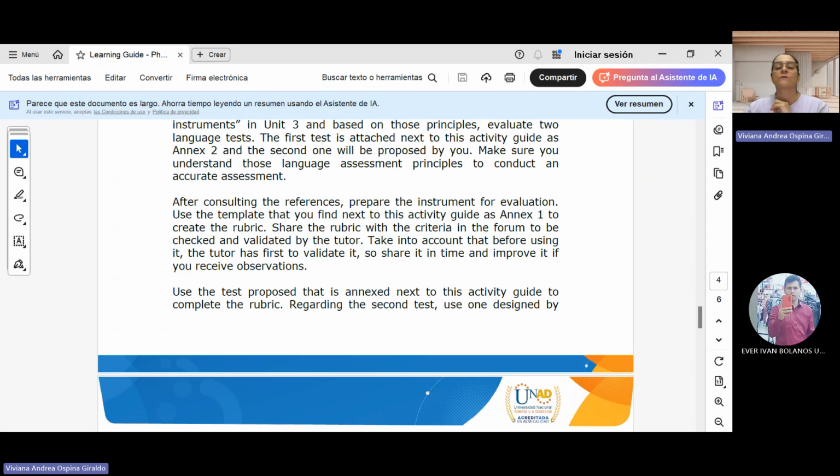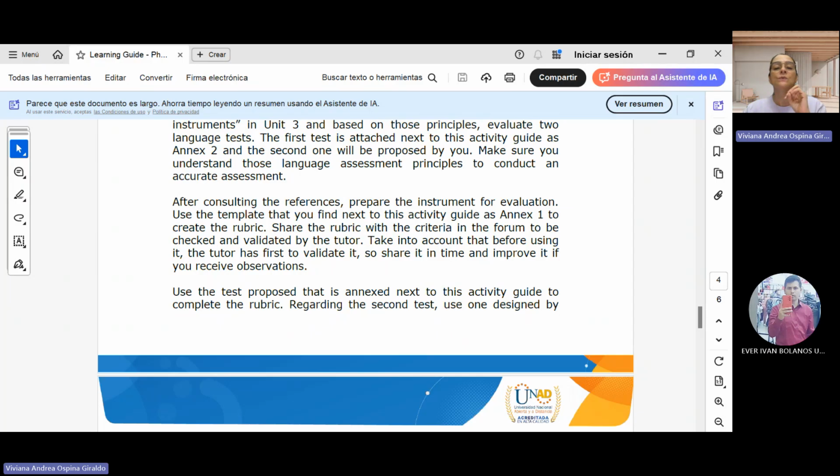And then after that you've consulted the references, you have to prepare the instrument for evaluation and you have to use the template that you find next to this activity guide as Annex 1. Cuando entramos al Learning Environment, está la guía y también está Anexo 1 y Anexo 2. Vamos a bajar Anexo 1, right?